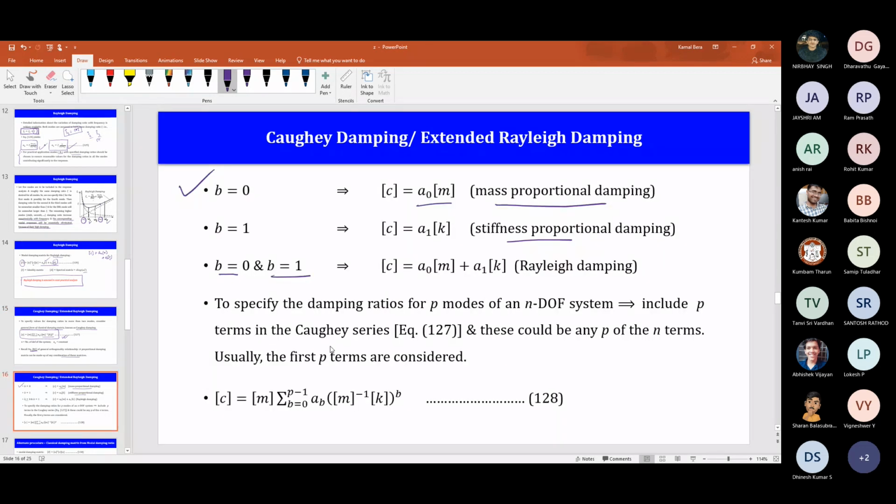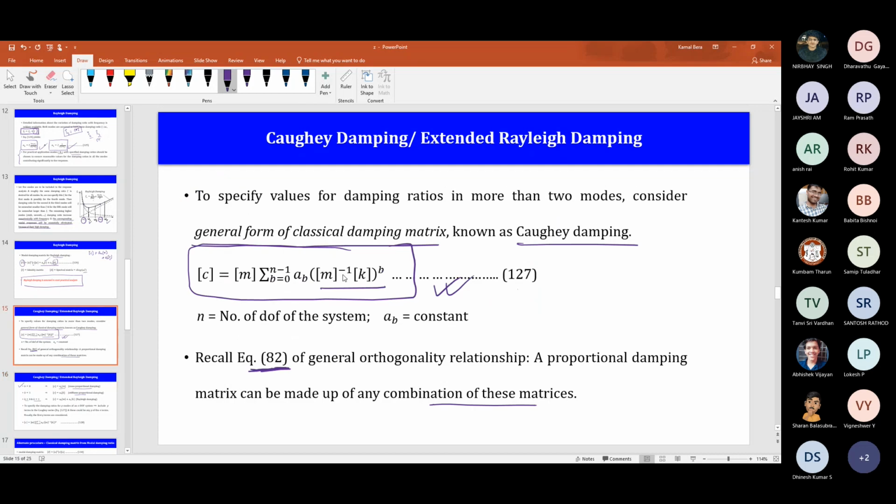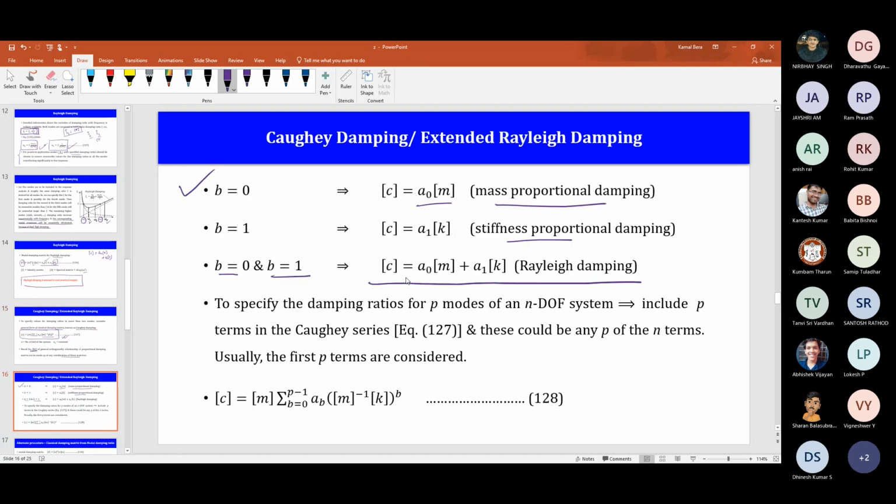Considering b equal to 0 and 1, the first two terms basically, you get the Rayleigh damping, and so on and so forth. You can include more modes, I mean the modal damping ratio for many modes.